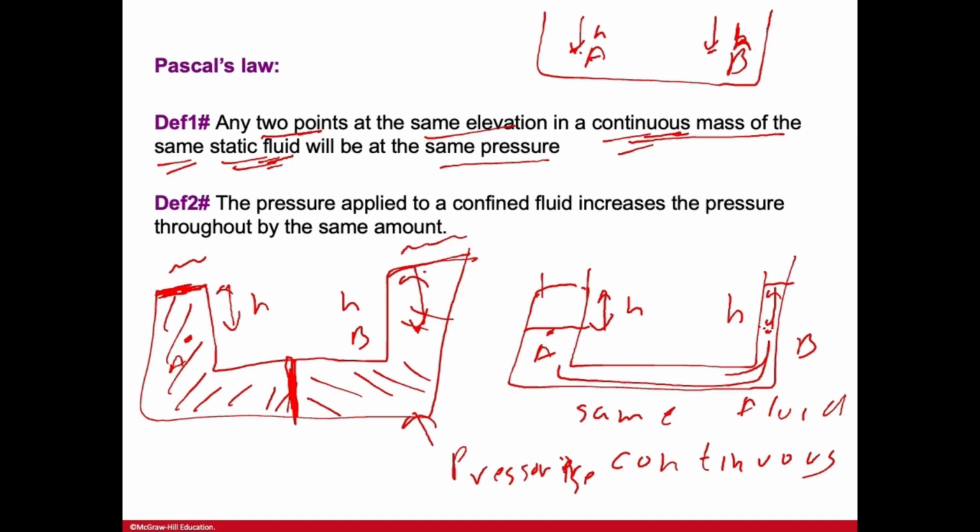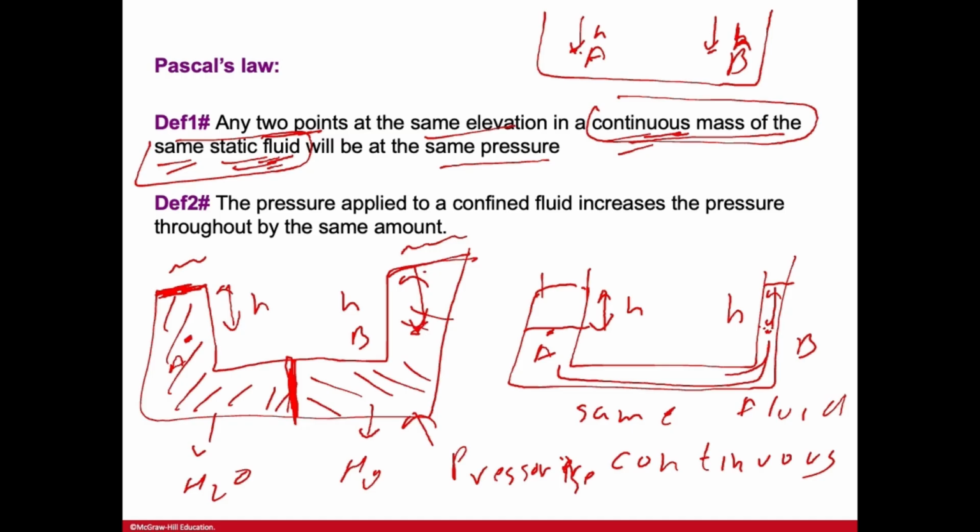And the same thing because of the same fluid: for instance, if this was H2O or water, and this was mercury, then definitely it's not going to be the same, right? So that is the gist of these 2 points here: same static fluid, and continuous mass of the same static fluid, right?